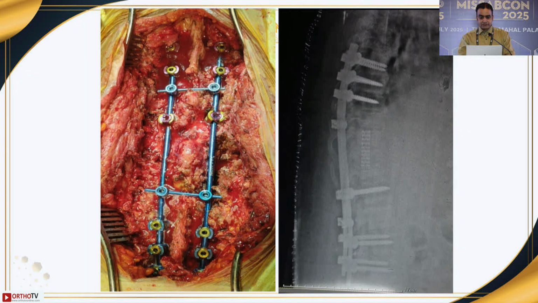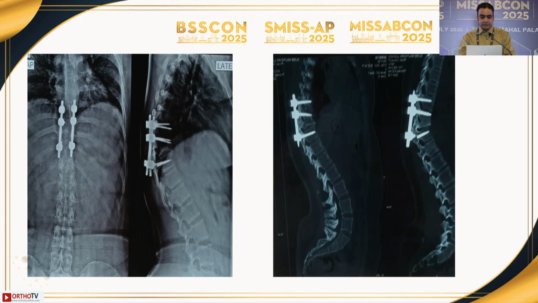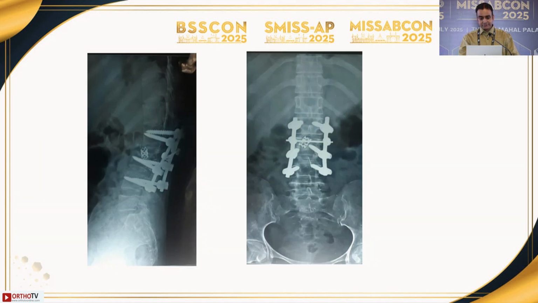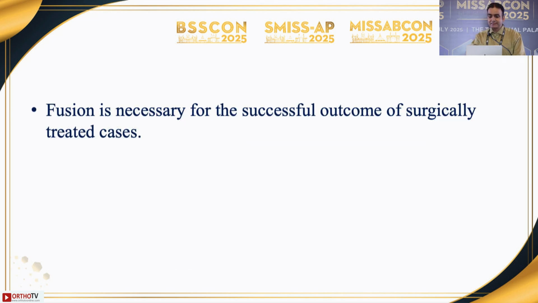So the implant was revised, further surgery was done, and the implants were revised for this patient. Another case that has been revisited just because of poor fusion: this patient recovered, but has low back pain just because of the failure of the implant. Another example of a failed implant just because of the failure of fusion at the site. So fusion is necessary for the successful outcome of all surgically treated patients.